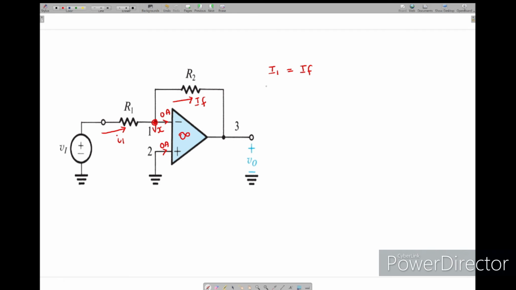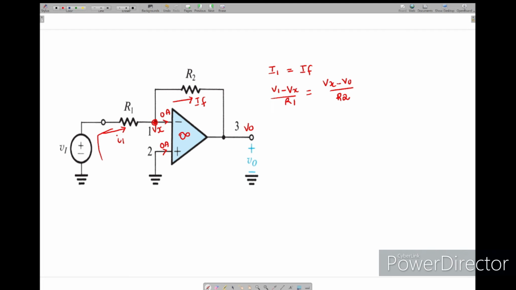If you see, I1 is nothing but V1 minus Vx divided by R1. I wrote the current equation from here to here, and it is equal to IF, which is Vx minus V0 divided by R2.